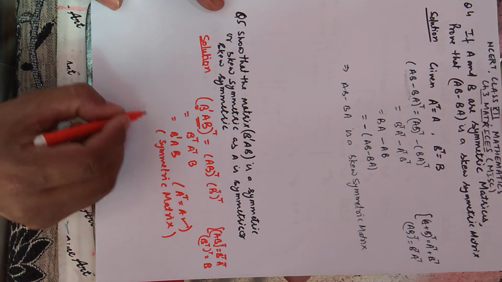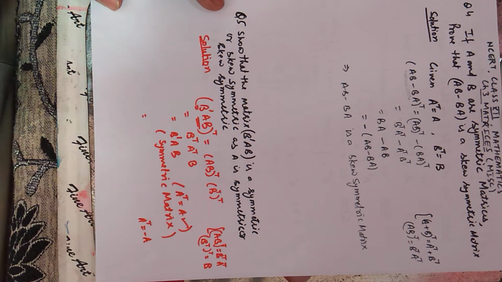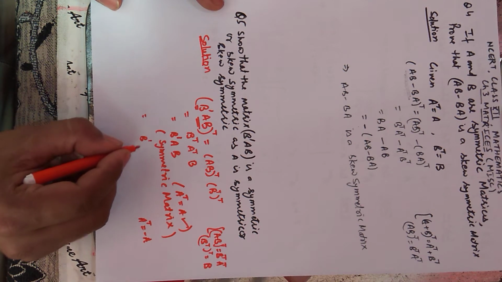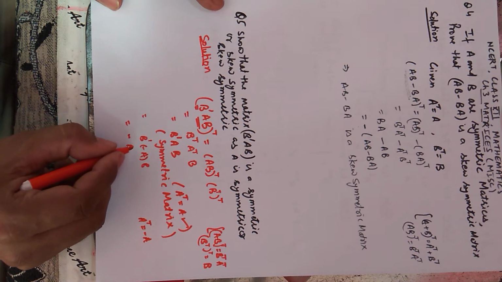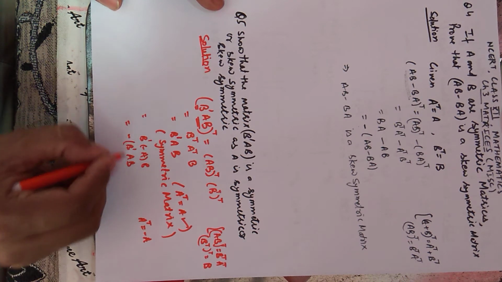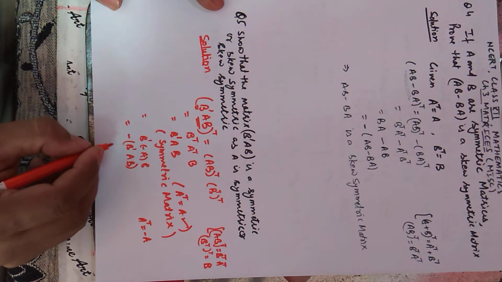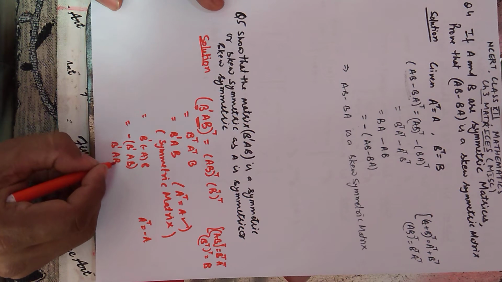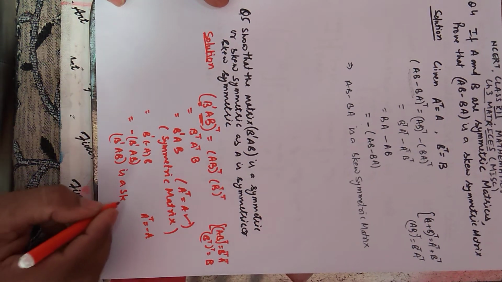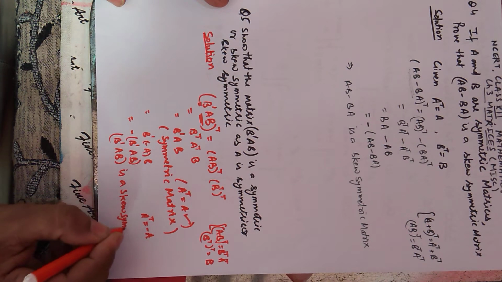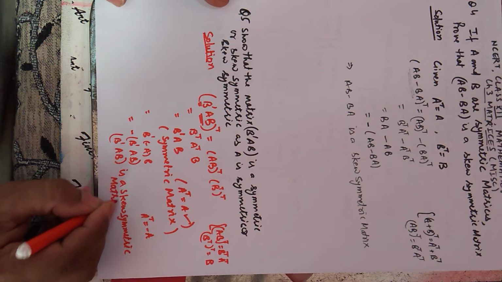Now case 2 will be, take A transpose equal to minus A, then it will be B dash minus A B. So it can be written as minus B dash A B. So you can see now this has come, this shows us that this matrix B dash A B is a skew symmetric matrix.